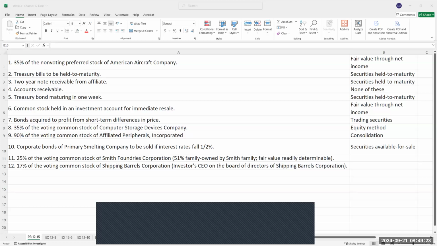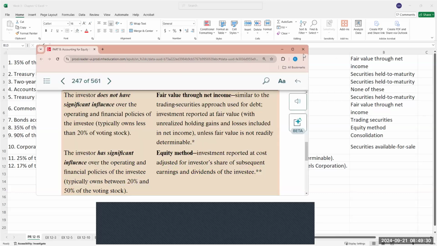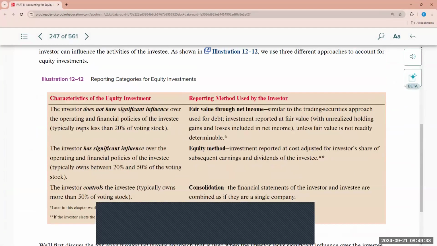So in such case, if we look back to our fact pattern, because we know, and again, we go back to this information here. It says the investor does not have significant influence over the operating, so typically owns less than 20%. So keep in mind, it says typically, it doesn't say must own, but typically. So we use a fair value through net income for this option because it states, similar to the trading securities approach, investments reported at fair value unless the fair value is not readily determinable.